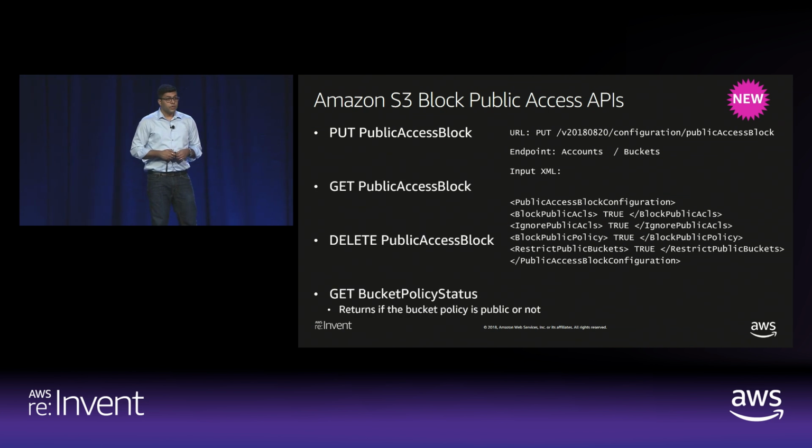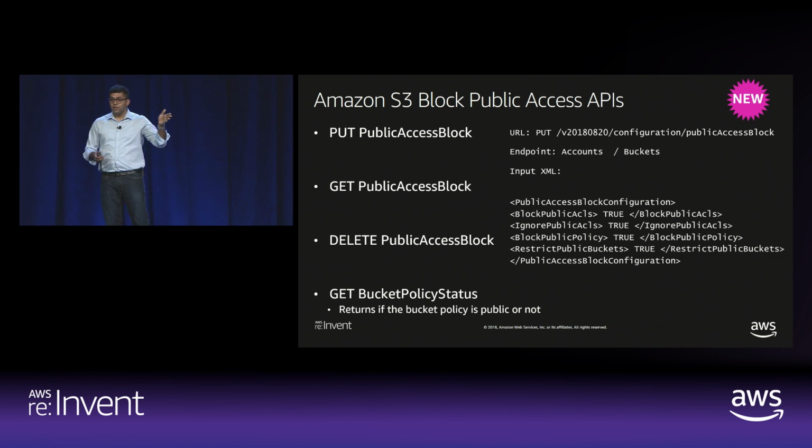To get the status, you can do a get public access block. And to remove it, you can do a delete public access block. We also introduced a new API called get bucket policy status, which if you were using the console, you probably saw in the console, which was the public indicator. Now you can use this particular API to see if your policy has public access or not. From the policy perspective, we use automated reasoning powered by Zelkova to determine if your policy is public or not.